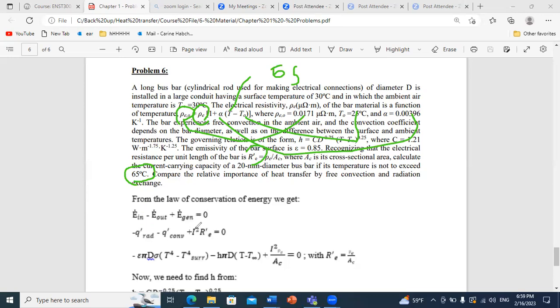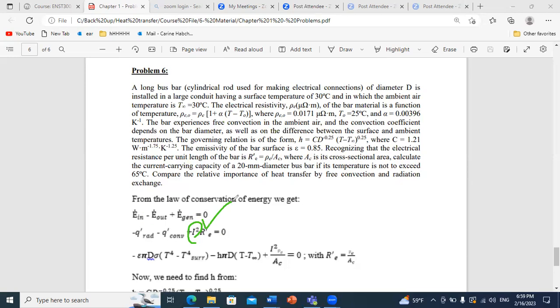And now we are ready to compute the expression of the generation flux, which is R prime E times I squared. In this problem, I is unknown and we want to calculate it. So the only unknown in this problem is the current I. So we'll write the energy balance, and from the energy balance, we'll be able to calculate I. Let us now compute the other terms.